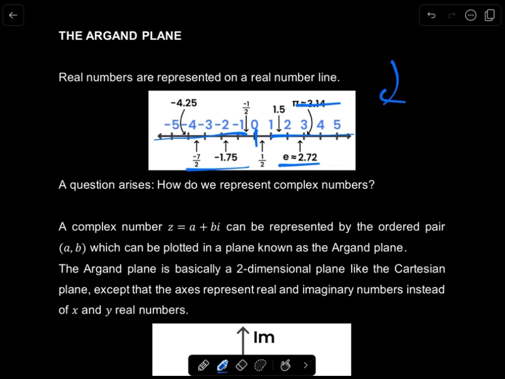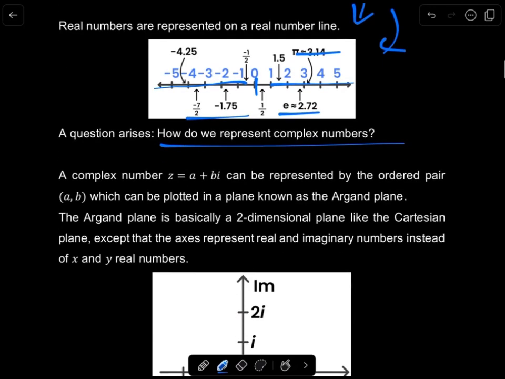Now a question arises. We can represent real numbers on this real number line. How are we going to represent complex numbers? Is there another number line for complex numbers? That's where the Argand plane or the complex plane, as I've suggested, comes into play. A complex number z equal to a plus bi can be represented by the ordered pair a and b.